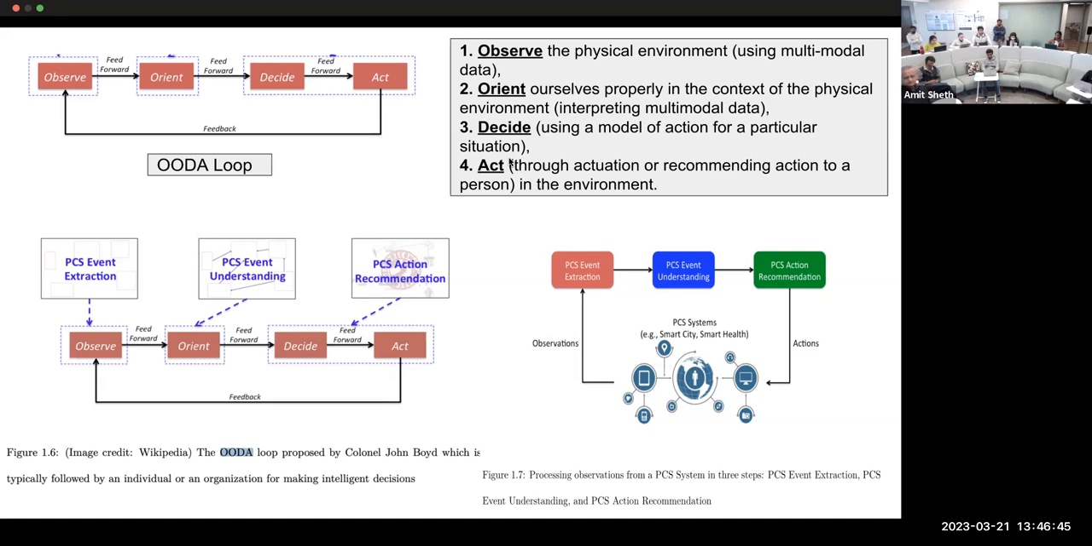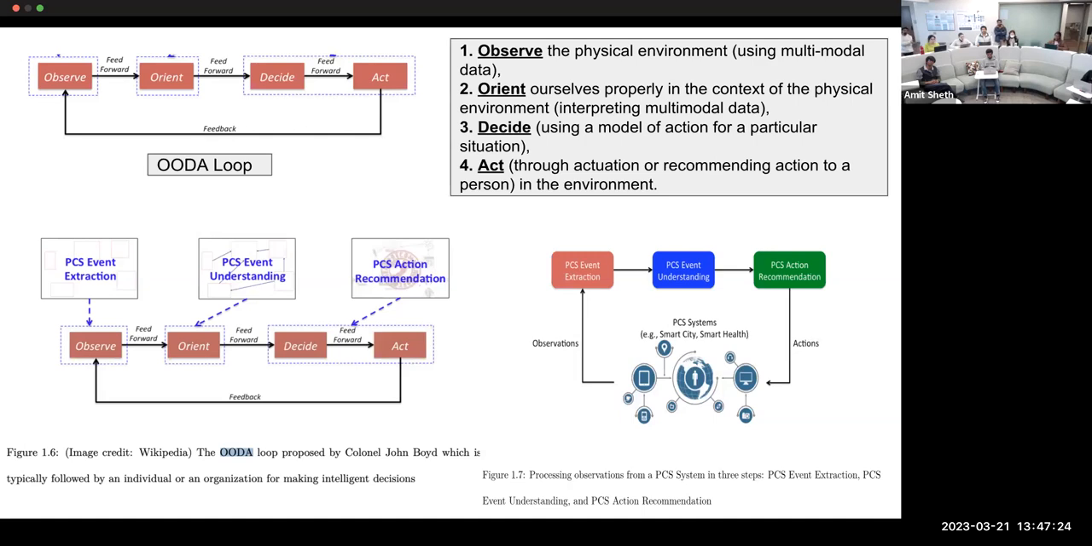Okay, so at the start of his thesis, he has given an introduction to the OODA loop, which was proposed by Colonel John Boyd. It's basically an approach that can be followed by an individual or an organization in making intelligent decisions. And it has four major components: observe, orient, decide, and act, as shown in this left figure.